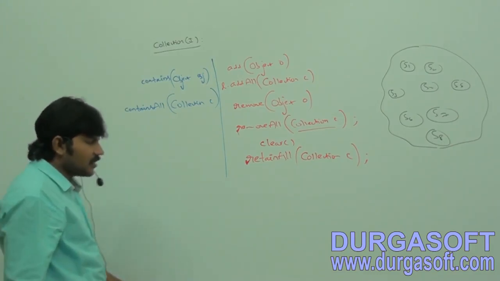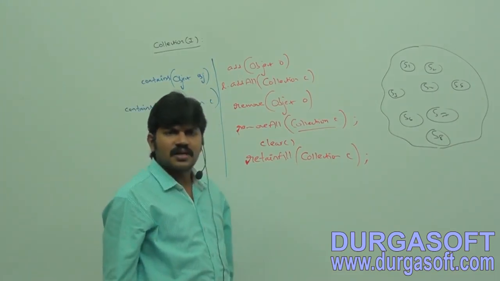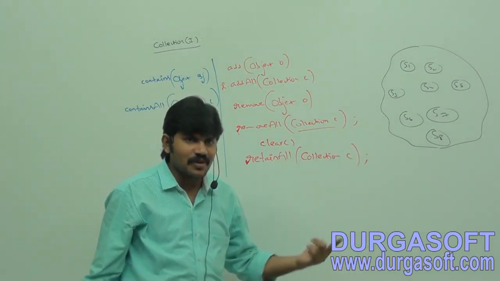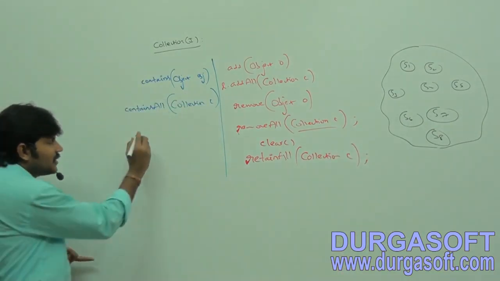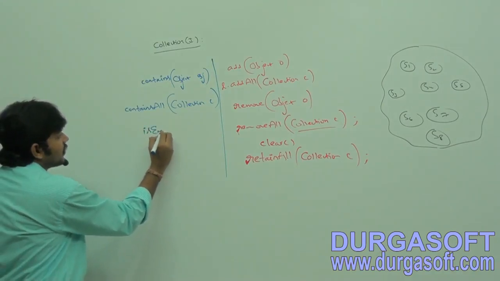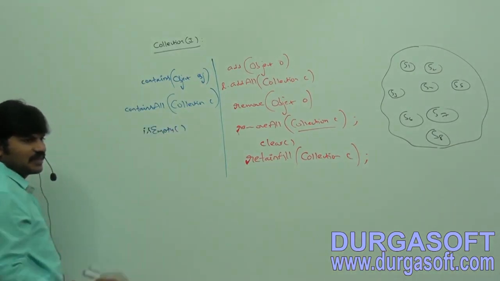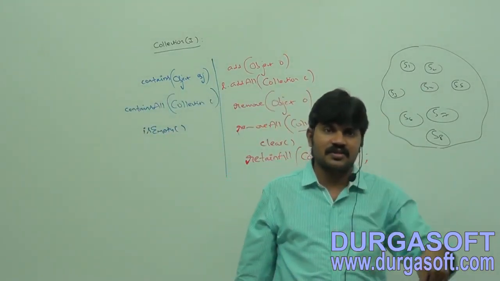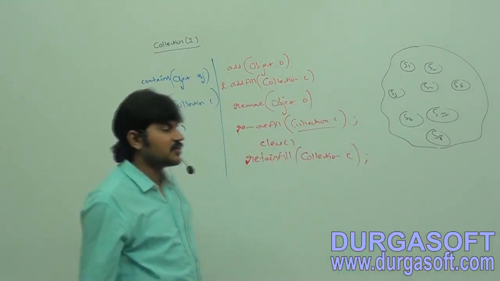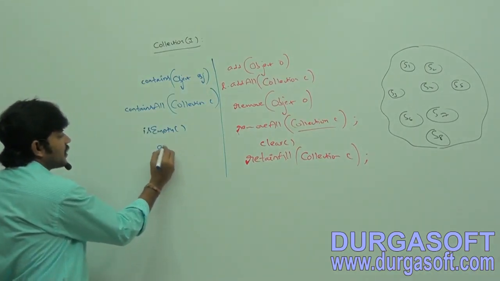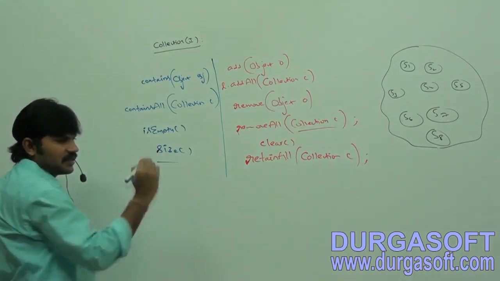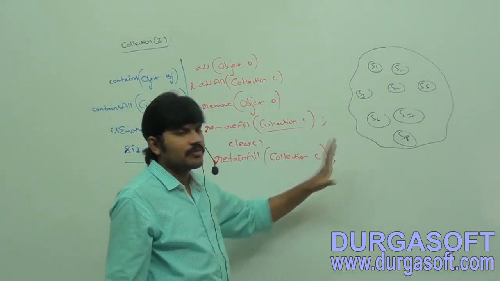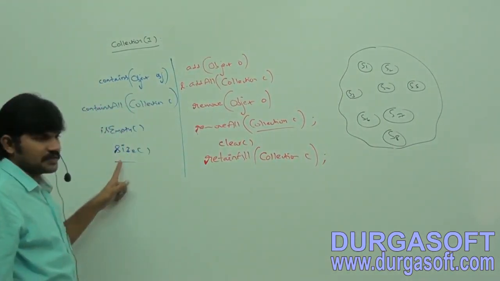Next, my target is, sir, can you tell if this collection is empty? What is the method to check whether it is empty or not? isEmpty. If it is not empty, what is the size of this collection? How many objects are there in this collection? What is the method? Size. Size means the number of objects present inside a collection. Size itself is a method.